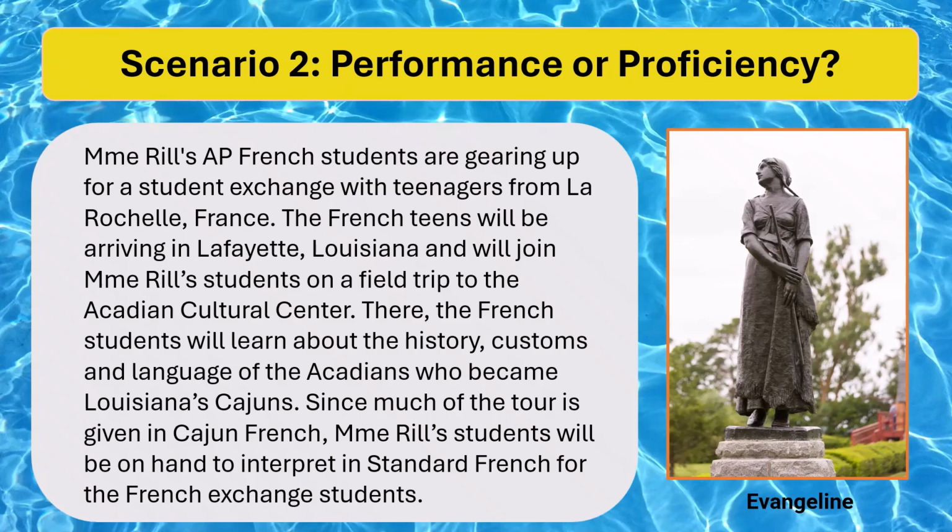Okay, next we have a scenario where Madame Rill's AP French students are getting ready for a student exchange with teens from France. And the French teens will be arriving in Lafayette, Louisiana, where the students live, and they'll join Madame Rill's students on a field trip to the Acadian Cultural Center. There, the French students will learn about the history, customs, and language of the Acadians who became Louisiana's Cajuns.